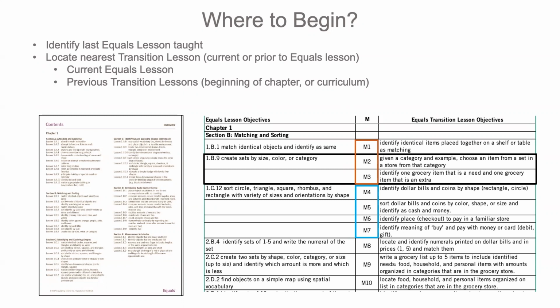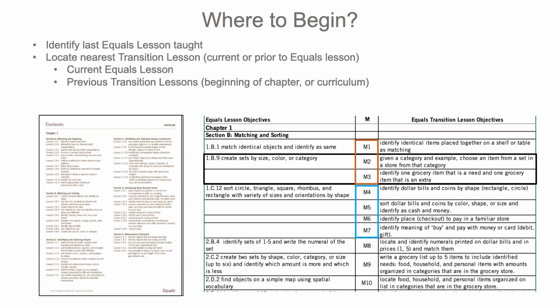So the order of the lesson would go like this. I would start with equals lesson 1B1, move on to transition lesson M1. I'd then move back to equals lessons 1B2, 1B3, 1B4, 5, 6, 7, and 1B8. I would teach 1B9, then I could hop into my transition lessons M2 and M3. 1B9 is the last lesson in section B.